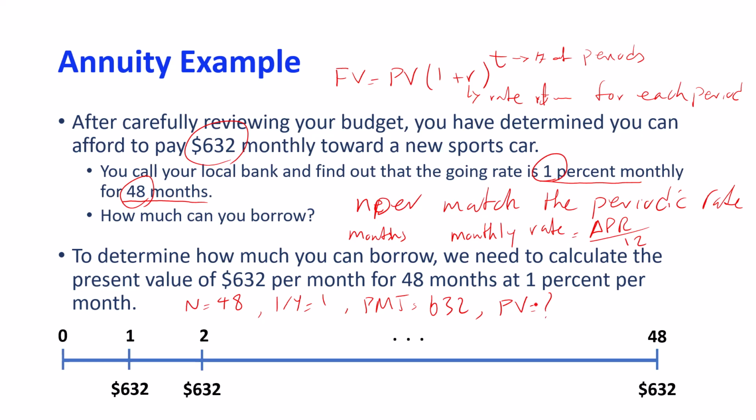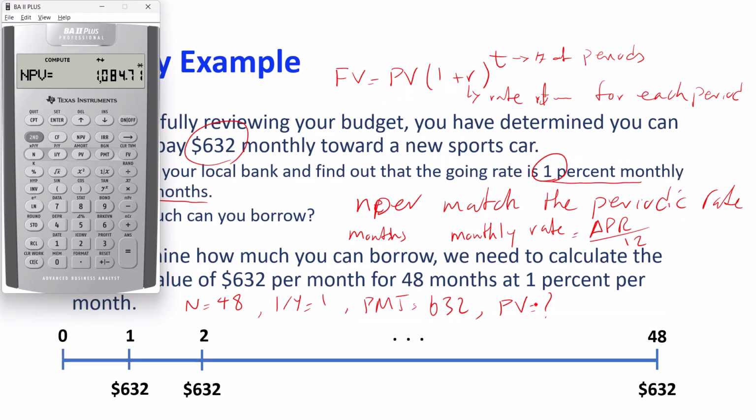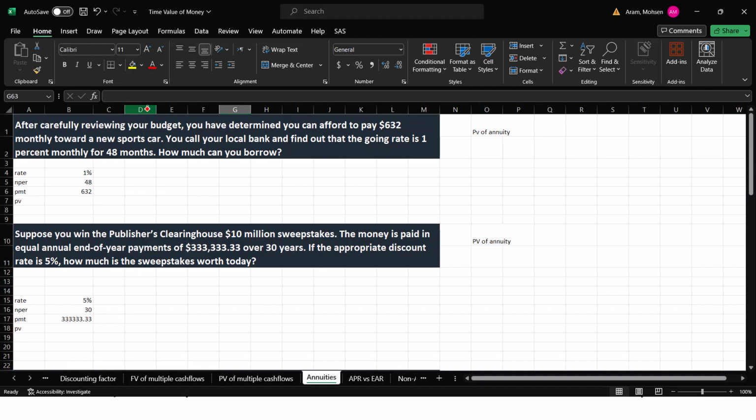Right, so let's do this. First of all, before doing anything else, I'm just going to clear the time value of money function. The payment that we have to pay is $632. Since we are paying them, I'm going to put a negative sign here. The rate is 1% per month, and we have 48 months. We can calculate the present value: $23,999. In Excel, you have the monthly rate, you have the number of periods, and then you have the payment.